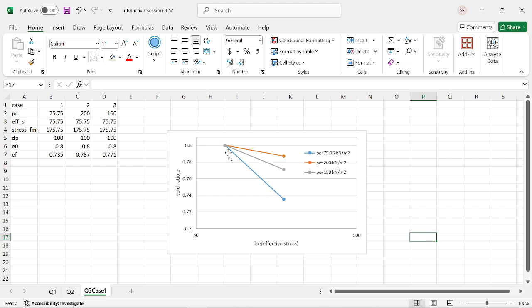So if you can see here, for normally consolidated, you have a higher decrease in void ratio. For 150 it is medium, and for over consolidated it is, so the slope here will be the CS. This is CC, while this will be something in between. Okay, let me check.